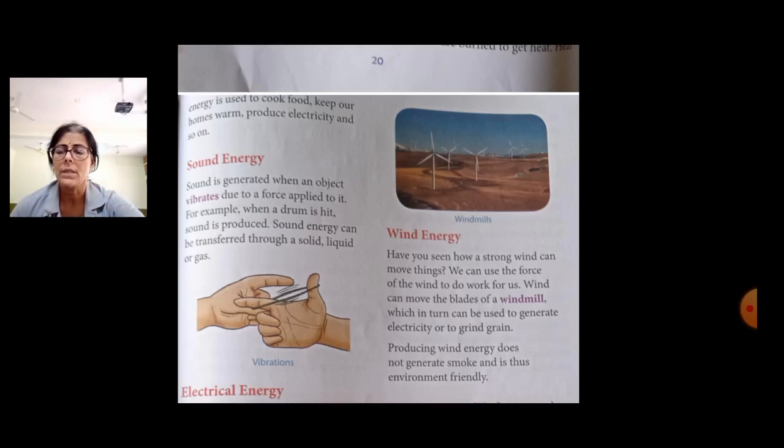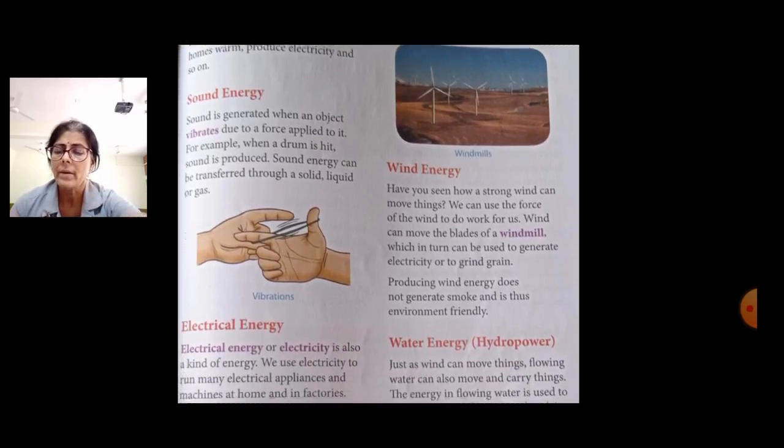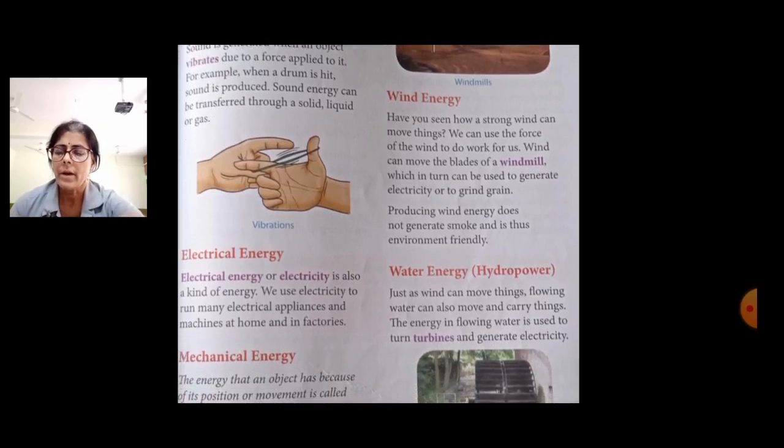What is sound energy? Sound energy is generated when an object vibrates. Any object when it vibrates, the sound is generated due to the force applied to it. For example, when a drum is hit, sound is produced. Sound energy can be transferred through a solid, liquid or a gas. Here you can see the vibration, right?